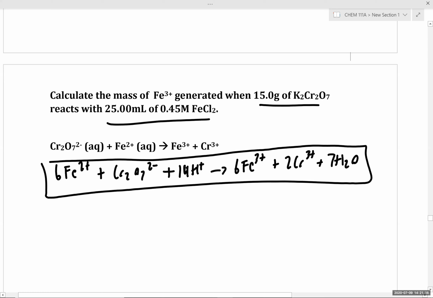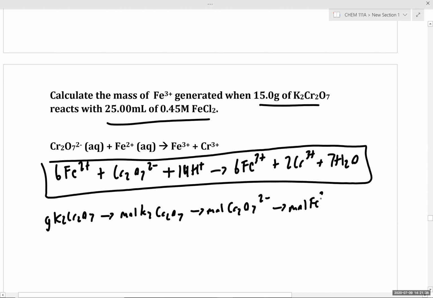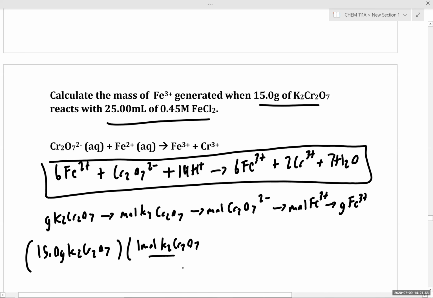Okay, so let's discuss this example. First and foremost, we're going to convert our grams of potassium dichromate into the moles of potassium dichromate, into the moles of dichromate, into the moles of Fe3+, into the grams of Fe3+.